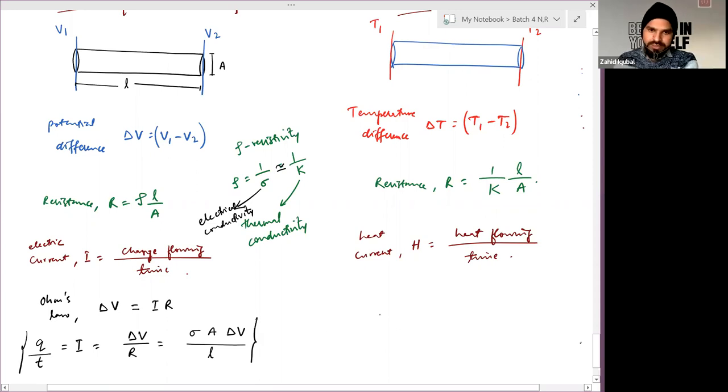Similarly, for heat current, we may write H equals, according to Ohm's law, temperature difference divided by thermal resistance. Thermal resistance is L by K into A, so it will become KA times delta T divided by L. And this heat current is nothing but heat flowing through any conductor per unit time. So it will be Q divided by t.